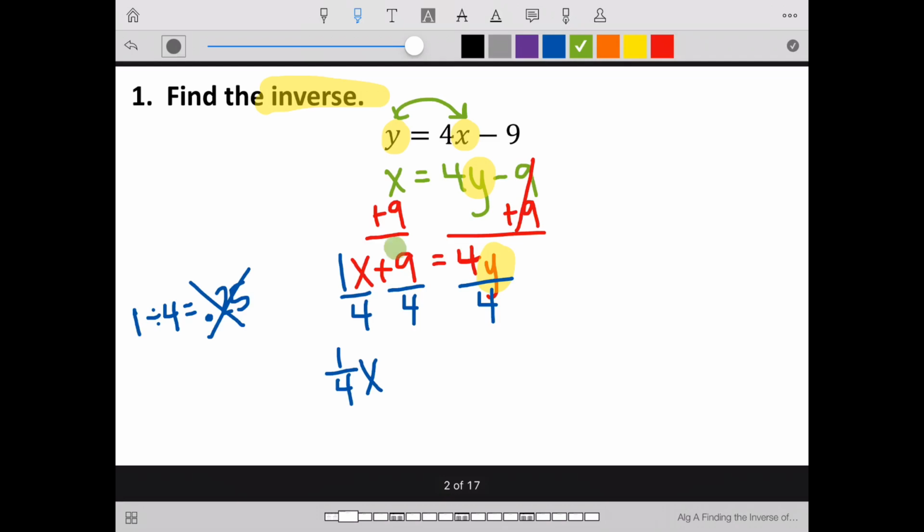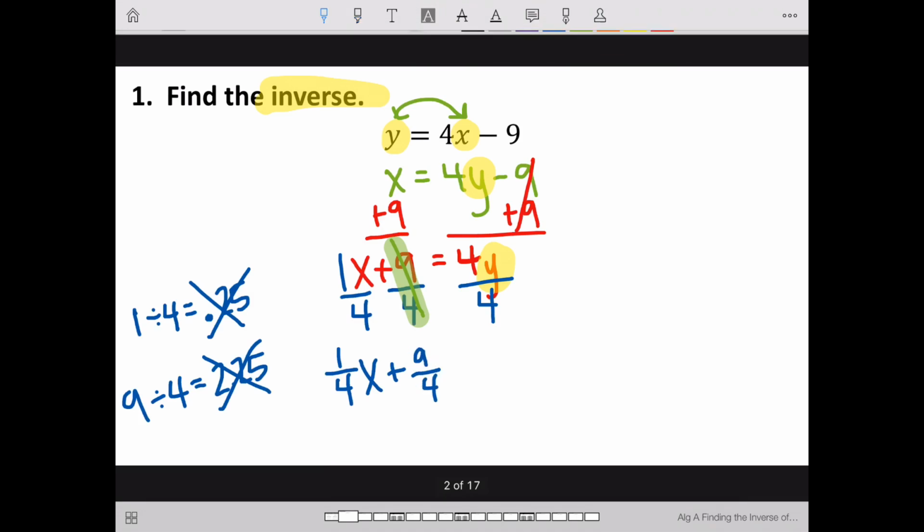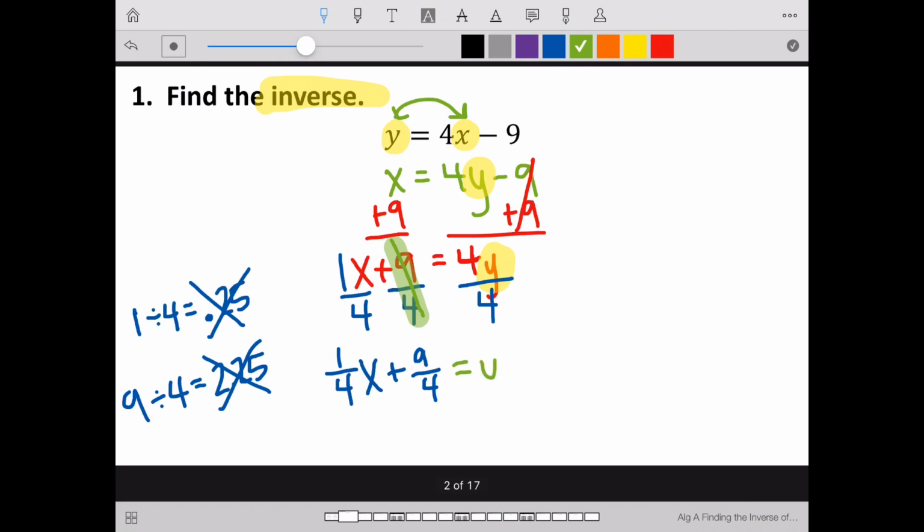Now let's try this 9 divided by 4. If I type that in my calculator, 9 divided by 4, I will get 2.25. Again, we do not want decimals. So we are just going to leave it as 9 over 4. Again, the numbers I have here, I keep here. And that is going to equal y. And I have found my inverse.